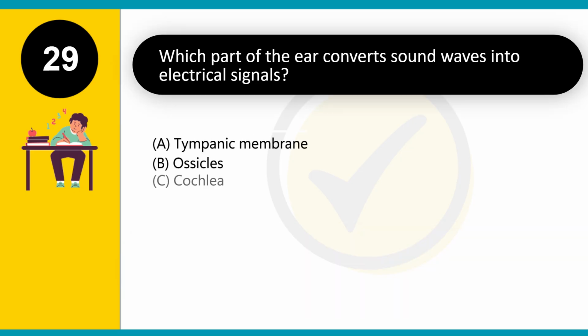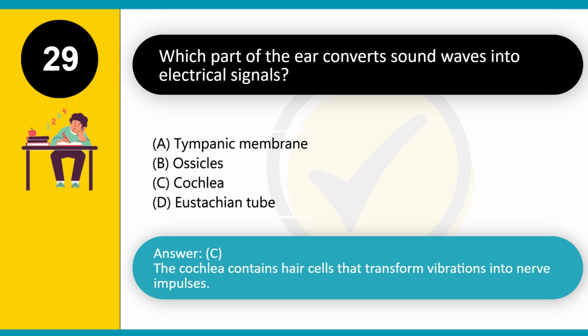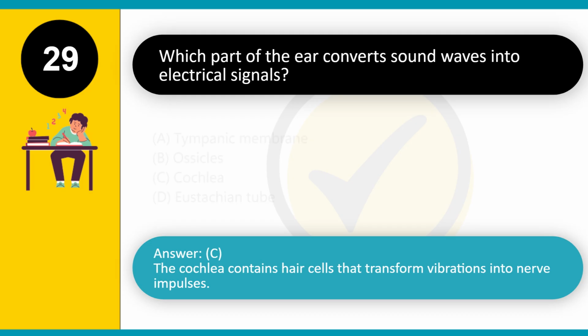Which part of the ear converts sound waves into electrical signals? A. Tympanic membrane. B. Ossicles. C. Cochlea. D. Eustachian tube. Answer, C. The cochlea contains hair cells that transform vibrations into nerve impulses.